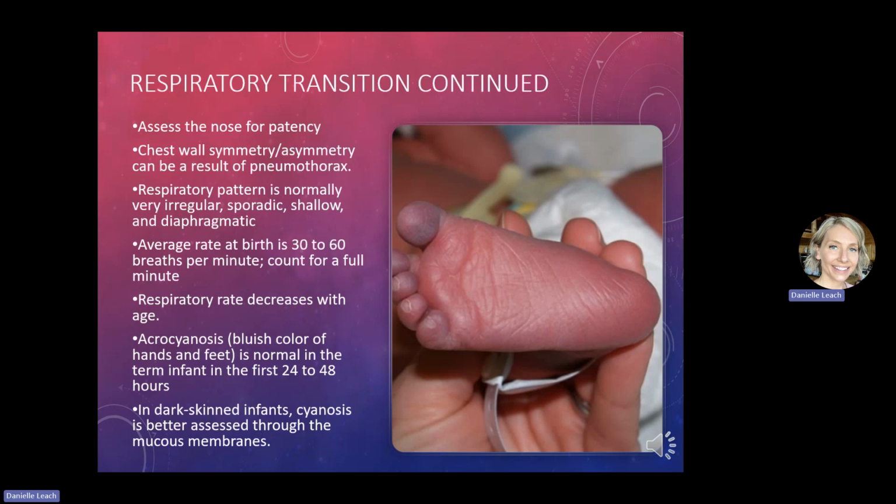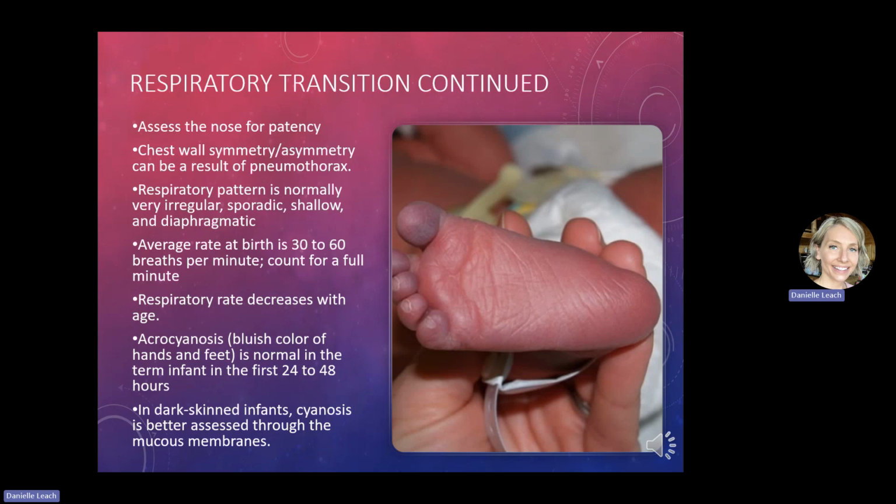The average respiratory rate at birth is around 30 to 60 breaths per minute. We do want to count for a full minute, and that is because of that irregular pattern. So say you only assessed for those first 15 seconds where the baby was breathing 70 breaths per minute, then you may have a falsely high or low respiratory rate because you only did it for a short period of time. The respiratory rate does decrease with age, so we'll talk about that more in lab if you haven't already had lab.